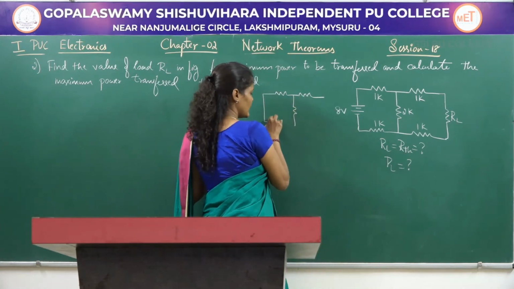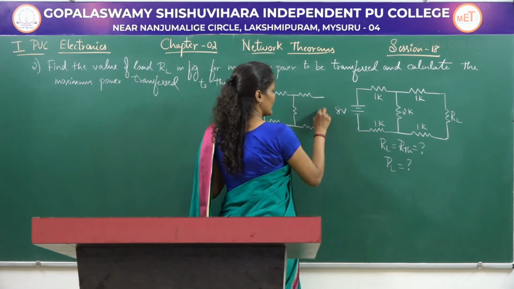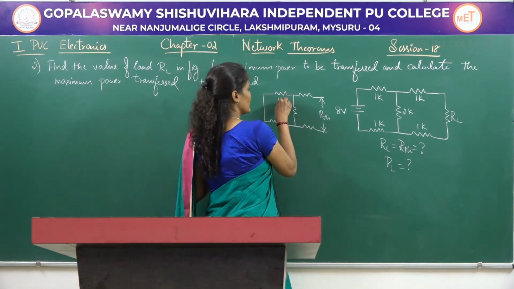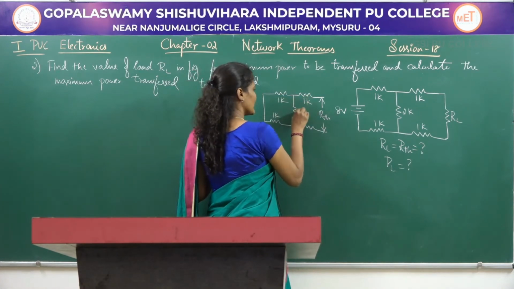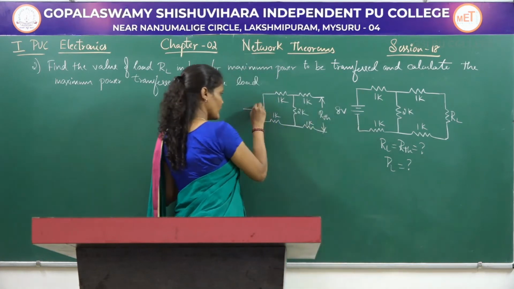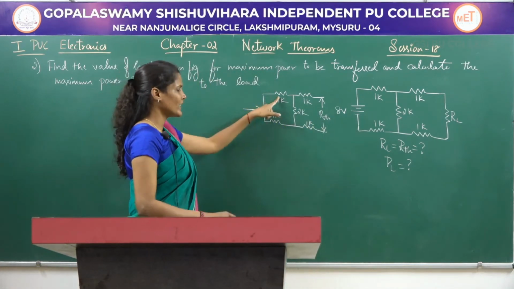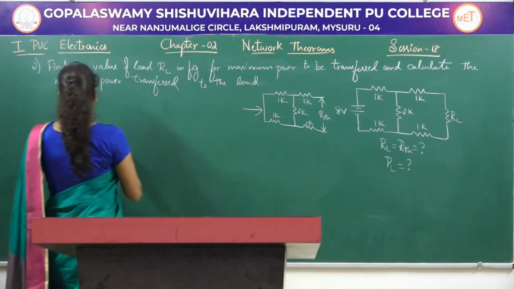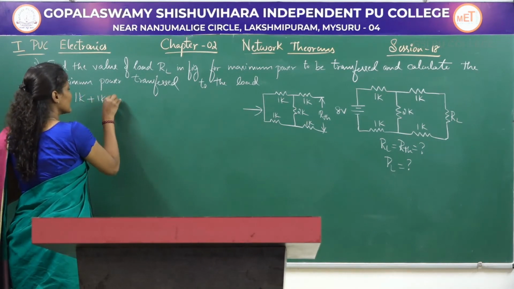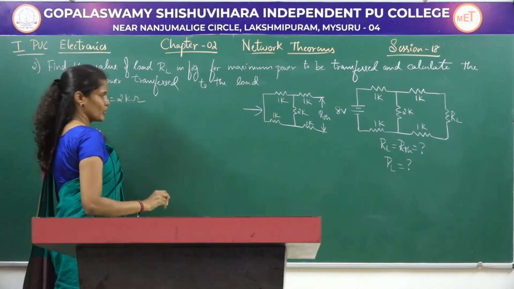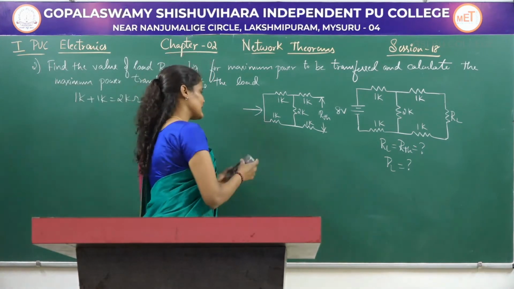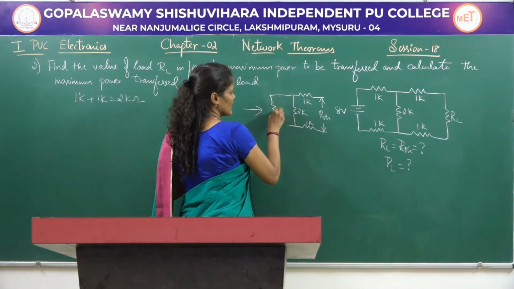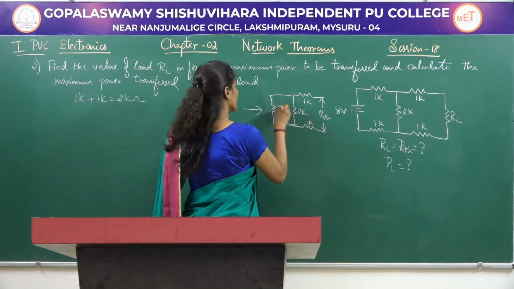This is shorted, 1K, 1K, and at these two ends we are going to measure the R Thevenin resistance. 1K, 1K, this is also 1K, 2K and 1K. So if you look from this end, this 1K and 1K are connected in series. So in series, 1K plus 1K gives me 2 kilo ohm. So the new diagram will be like this. This is equal to 2K.